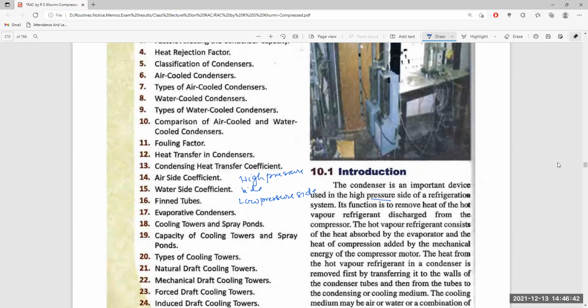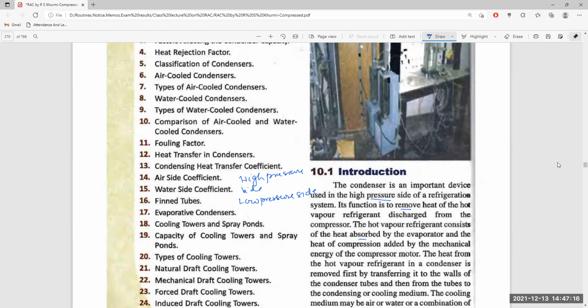Now, its function here in the condenser is to remove heat from the hot vapor refrigerant discharged from the compressor. So its main function is that heat is removed from the hot vapor refrigerant, and it is converted from gaseous to liquid in the condenser. The hot vapor refrigerant consists of the heat absorbed by the evaporator and the heat of compression added by the mechanical energy of the compressor motor.